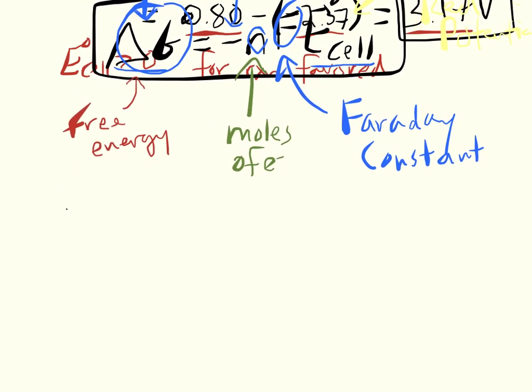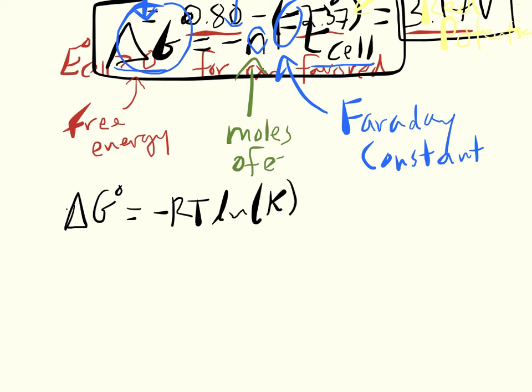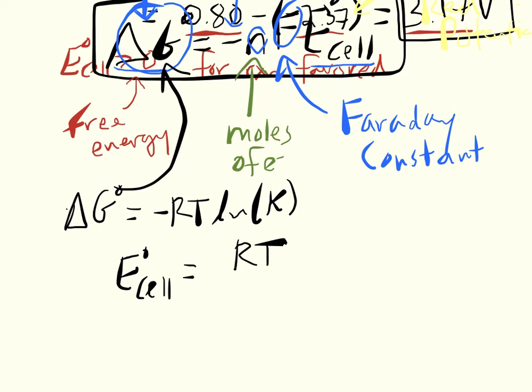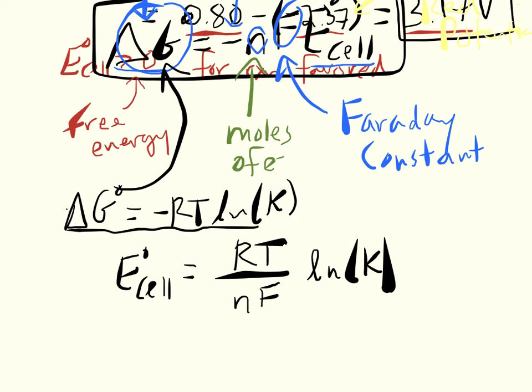We can also make a relationship between K and delta G and E naught. Since we know from before that the free energy of a reaction is equal to negative RT ln K at equilibrium, by doing some substitution and plugging this equation back into the one up above, we can generate an equation that looks like this, where E naught of the cell is equal to RT, where R is the gas constant, 8.314 joules per mole Kelvin, and T is the temperature, divided by Faraday's constant times the number of moles of electrons times the natural log of K. Again, this equation is just derived by plugging in this guy to the one up above. I'm not going to go through the algebra.